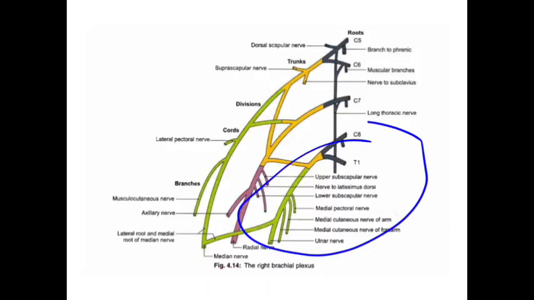This is the medial part of the cord. Here we have the medial pectoral nerve, the medial cutaneous nerve of the arm, the medial cutaneous nerve of the forearm, the ulnar nerve, and the medial root of the median nerve. All these are branches of the medial cord of the brachial plexus.